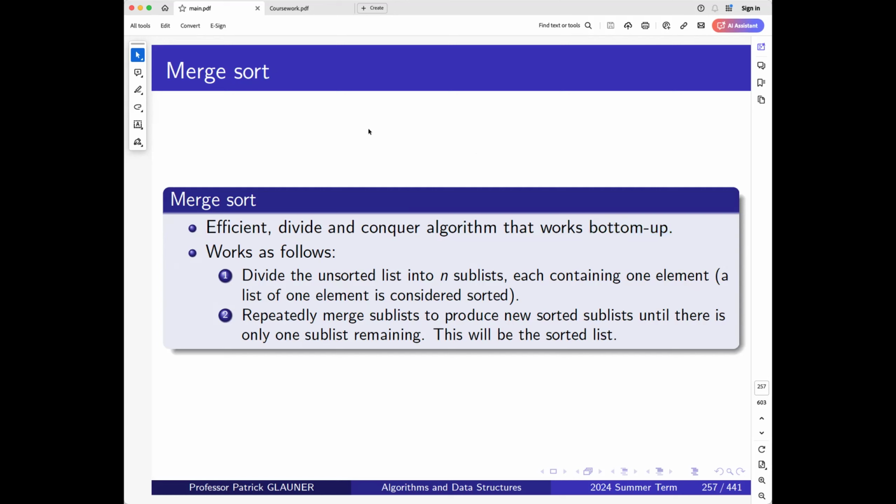And what it does, just from a high-level description, and then we will visualize it, is divide an unsorted list into n sublists, and each contains only one element.